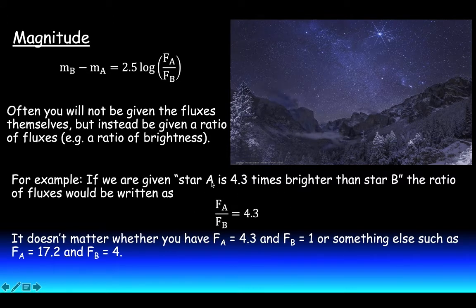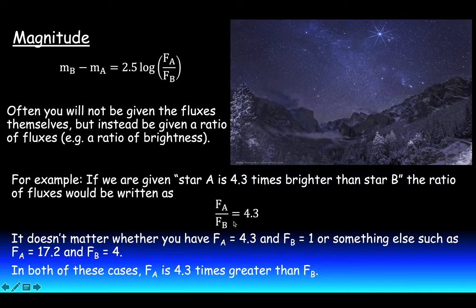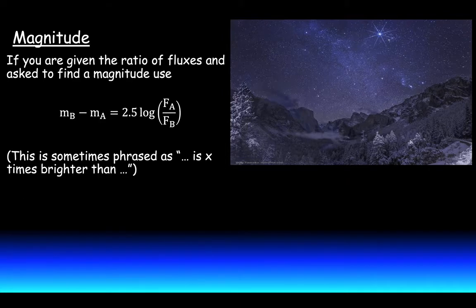Now, if you think about it, it doesn't matter if FA is 4.3 and FB is 1, or FA is 17.2 and FB is 4. In the first case, 4.3 divided by 1, that gives me 4.3. In the second case, 17.2 divided by 4, that also gives me 4.3. So it doesn't matter how you write it. Very often you'll just see star A is this many times brighter than star B, and you know that is just FA divided by FB. In both of these cases, as I said, FA is 4.3 times greater than FB.